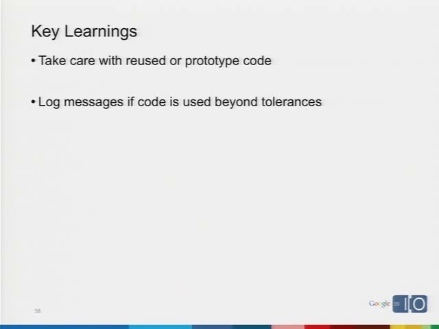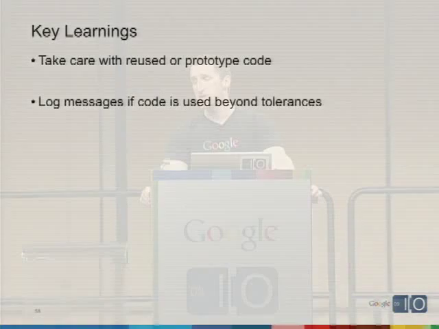And the key takeaways here are that reused or prototype code is great for its purpose. Leave yourself a to-do in Eclipse to change that later on. And also, if you know that your code was only designed to operate within certain tolerances, use some log messages, or maybe even go as far as throwing an exception if the code is used beyond its design tolerances.